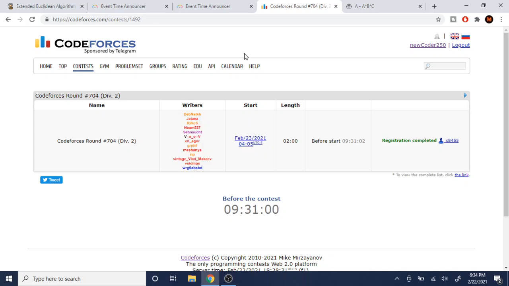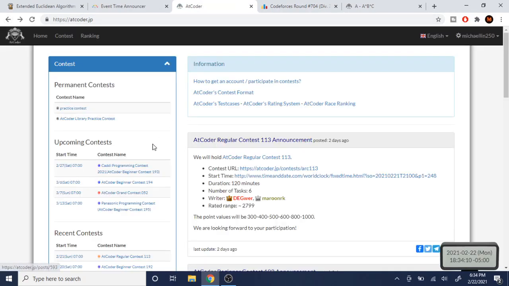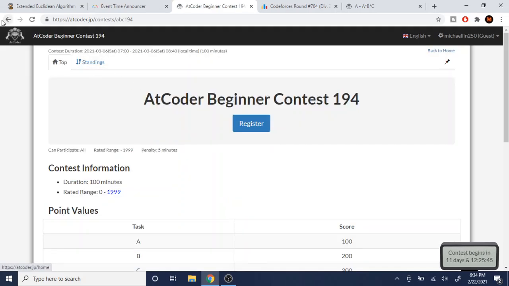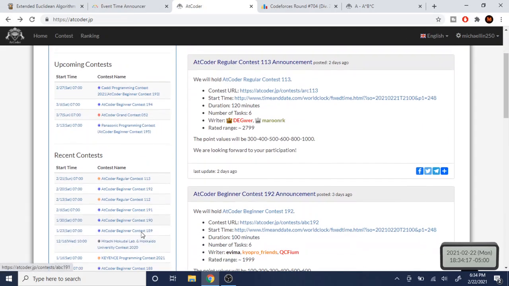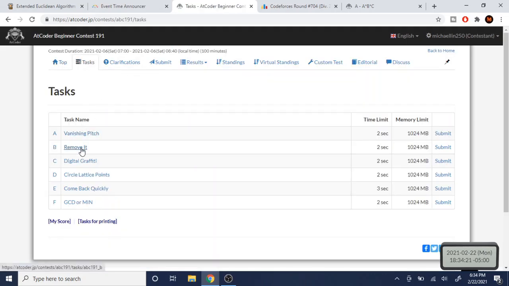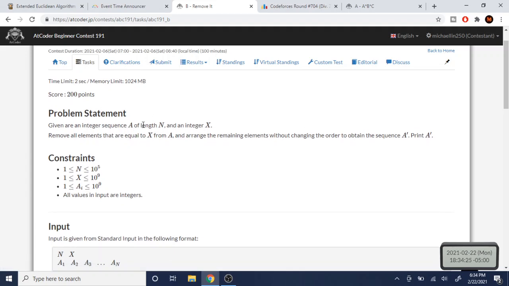But anyway, besides the time zone, I'll give you another good reason why I think AtCoder is better. Most of the problems that you see on AtCoder are pretty short. What do I mean by that? I mean the problem statements. If I go on this problem statement, it's just: you have length N array A, integer X. Remove all elements that are equal to X from A. See, that's a pretty short problem statement.